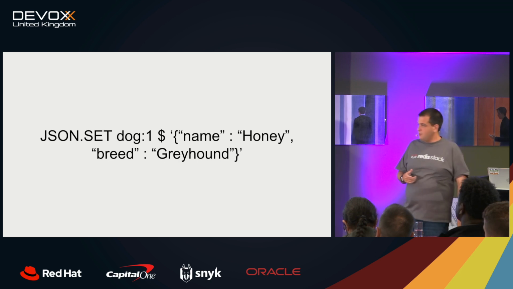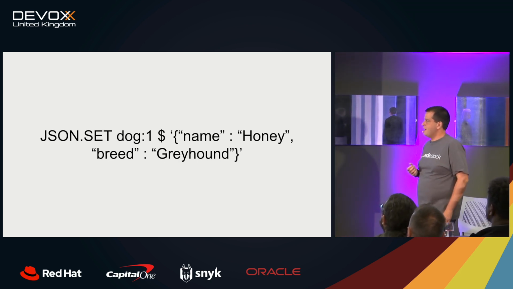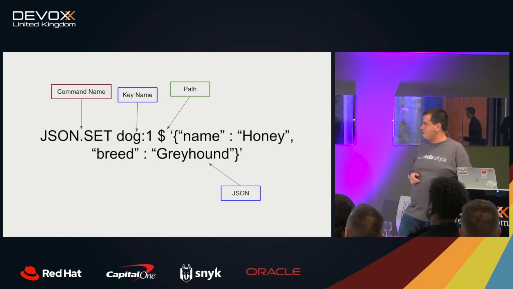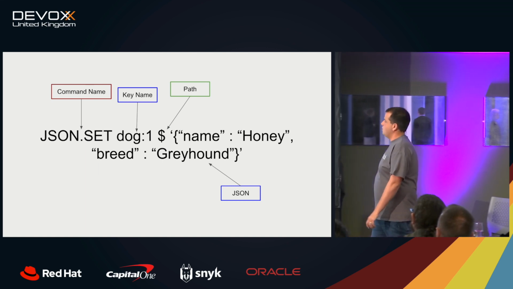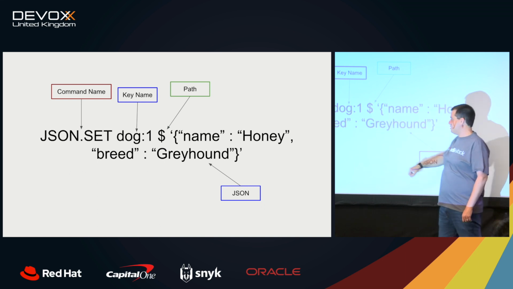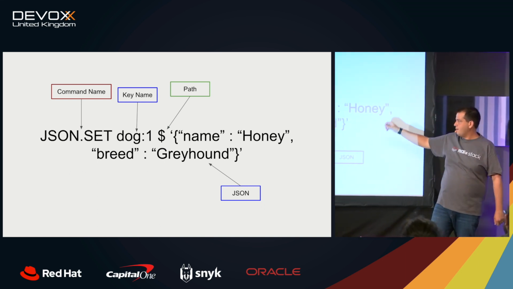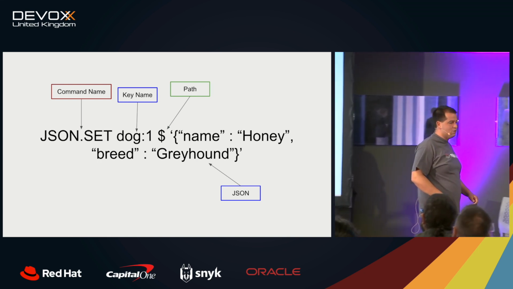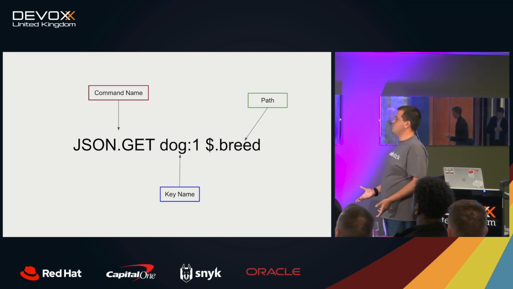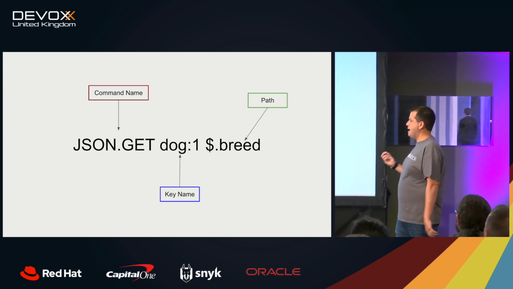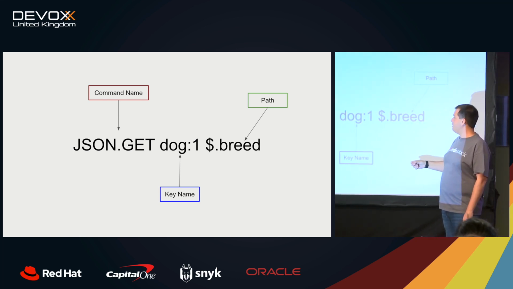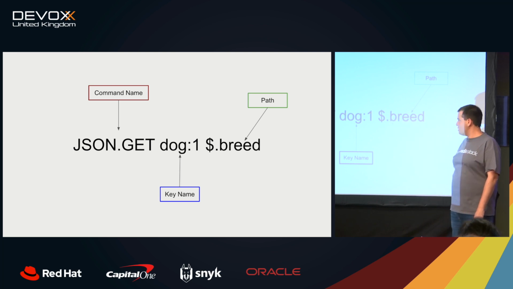So the JSON.SET command is basically doing the same thing as the HSET command that we looked at before. But in this case, we're passing in the key name, the path, which is just the root path, the dollar sign, and then I'm passing in a Redis string, which has the same information as we saw before. With JSON.GET, we can do essentially the same thing we were doing before with an HGET, but instead of passing in breed as the field name that we want to pull out, I'm passing in the path, which is $.breed.